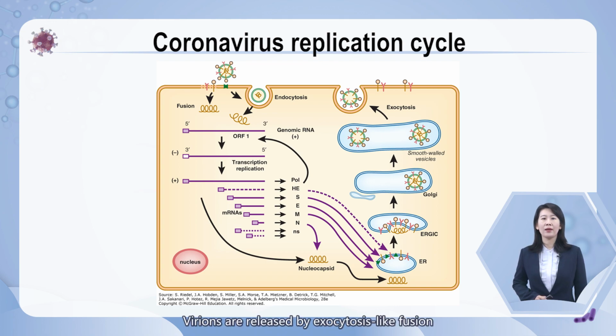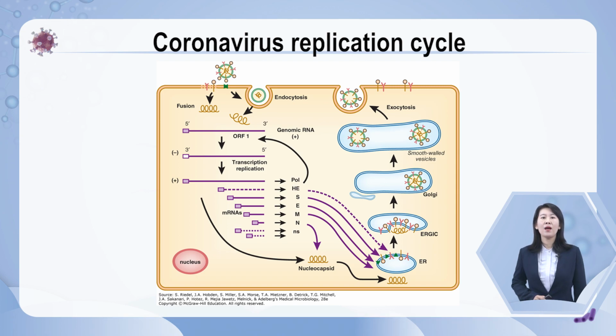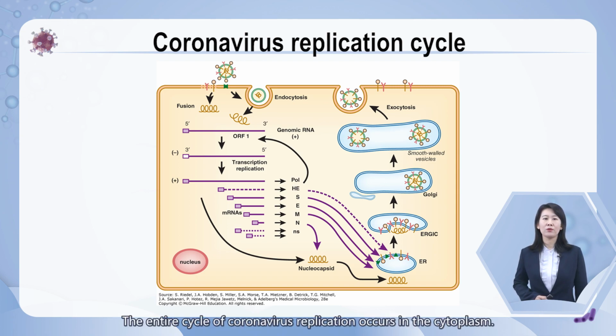Virions are released by exocytosis-like fusion of vesicles with the plasma membrane. Virions may remain adsorbed to the plasma membranes of infected cells. The entire cycle of coronavirus replication occurs in the cytoplasm.